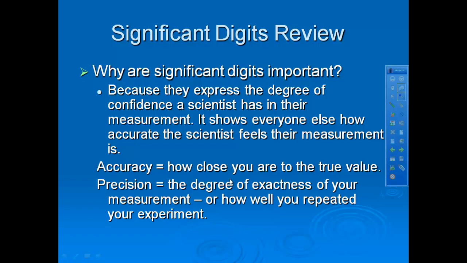Precision is the degree of exactness of your measurement. That's how your textbook describes it. I like to say it's how well you repeated your experiment. So if you did the experiment 3 times and you got relatively close data all 3 times, then you were very precise. It might not be very accurate data, but it was very precise.